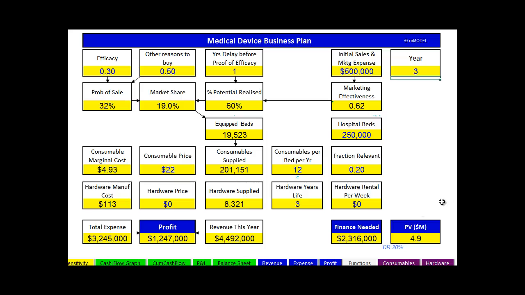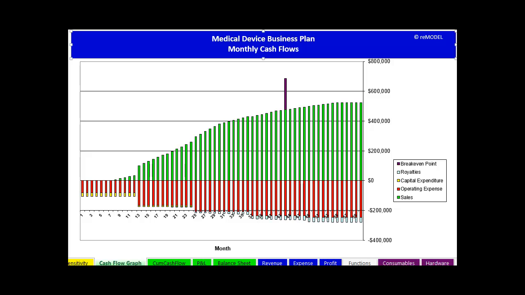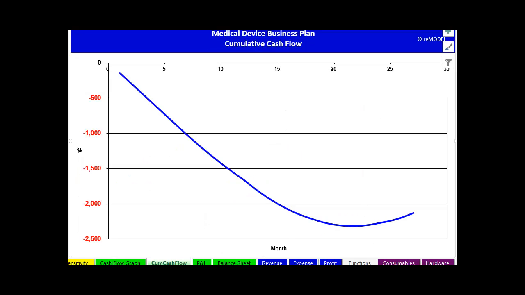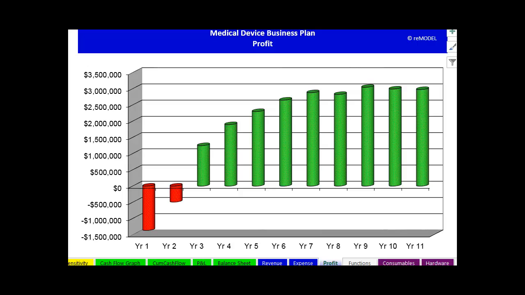So if you plot all those, we can look at the cash flows by month, which look like this. Below the line in red are the expenses, above the line in green are the revenues. The bar up here indicates the break-even point. Cumulative cash flow, otherwise known as the hockey stick, looks like this. We can also produce profit and loss accounts and balance sheets and overall profit figures by year, which for this scenario starts off with 2 negative figures as we mentioned, then it goes into positive as the years go by, leveling off as the market becomes saturated.